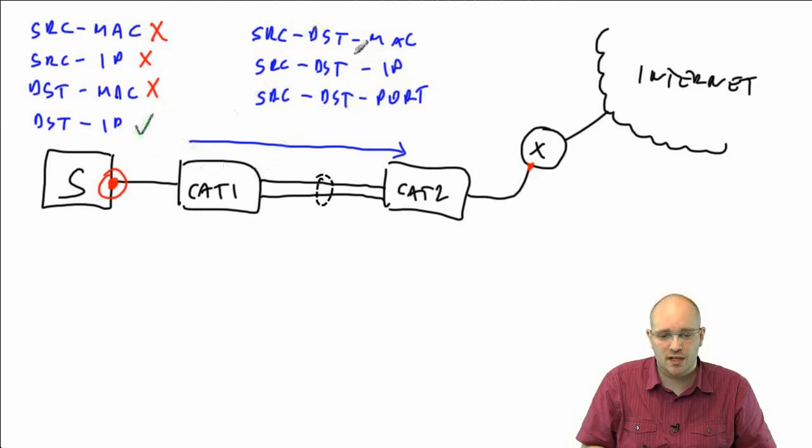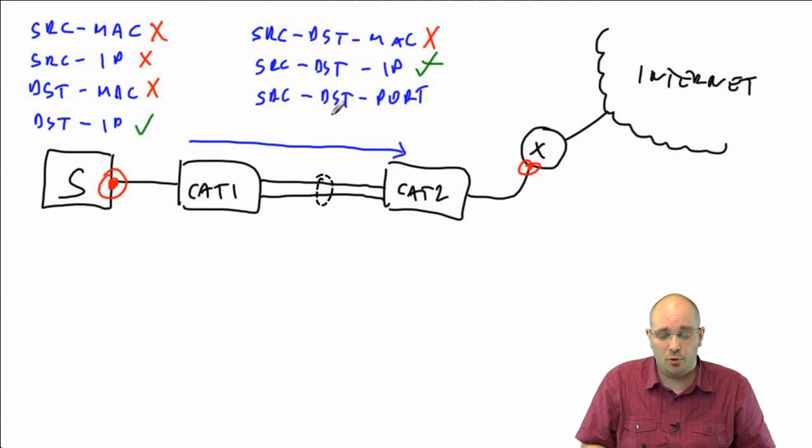What about the source and destination MAC address? Well, take a look. In both cases, source and destination MAC address are the same, so this will not be a good choice. What about the source and destination IP address? Well, the destination IP address comes from a large pool of addresses, but the source IP address is a single one. So this is not a bad choice. Not the best one we can make, but it's not a bad choice.